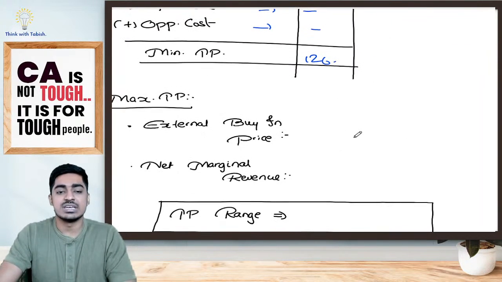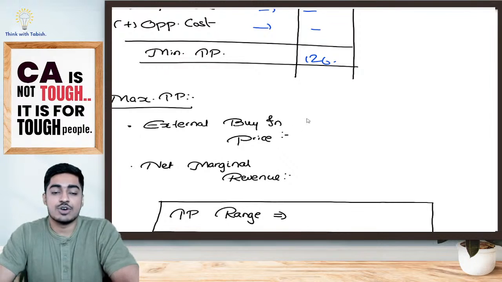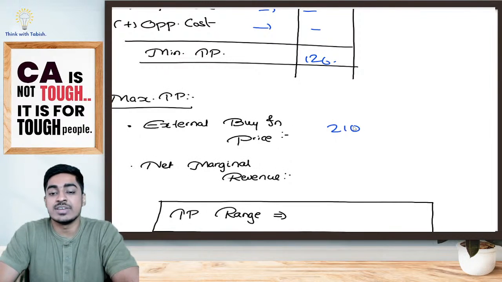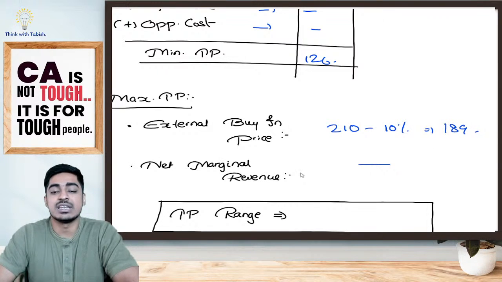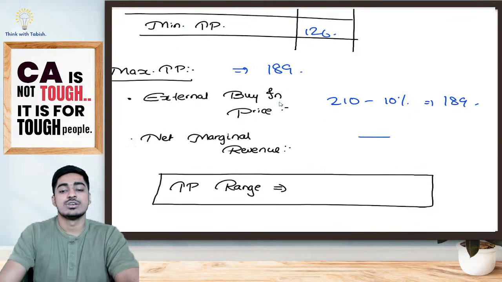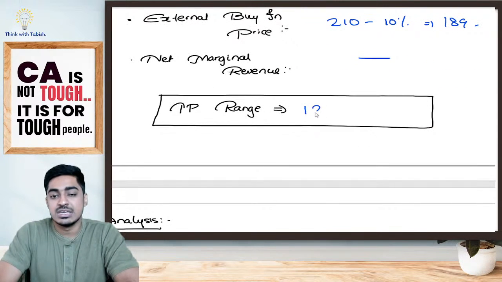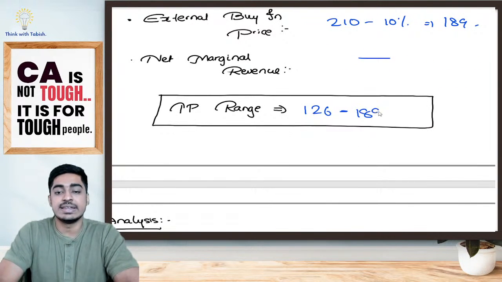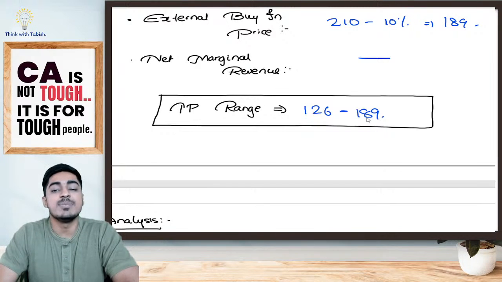Now, what is the transferee saying? How much is it available for externally? 210 minus 10 percent, that is 189. Net marginal revenue is not available. So the transferee will say the maximum I can pay you is 189. So the transfer price range is 126 to 189. So should the transfer take place? Ideally, the transfer should take place.